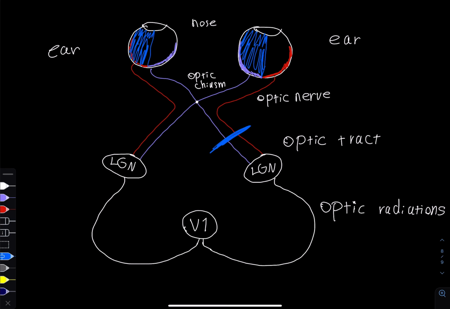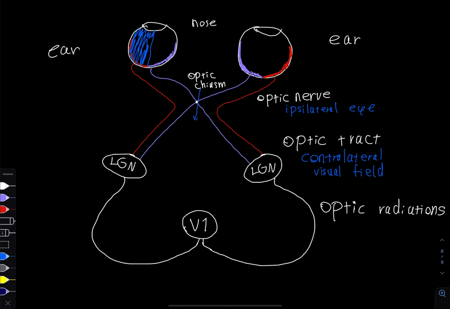So if we lesion an optic tract, we're going to see a deficit in the contralateral visual field. If we damage an optic nerve, we're going to get blindness in the ipsilateral eye. And if we damage the optic chiasm, it's going to give us essentially a peripheral vision deficit.